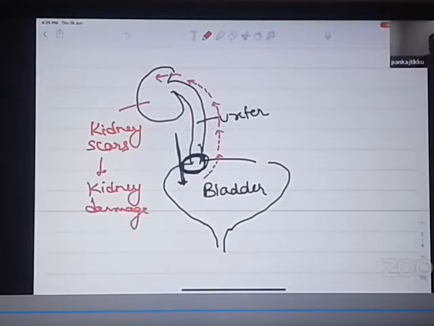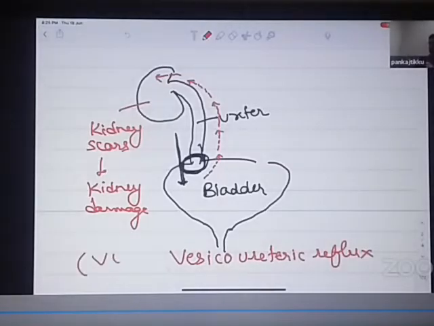What is this condition called? This condition is known as a vesicoureteric reflux. In short, it is also called VUR. So VUR is a congenital disorder which results in a retrograde flow of urine. Retrograde, it's not antegrade, it is retrograde flow of urine from the bladder up into the ureter and the kidneys, leading to recurrent urinary tract infections.